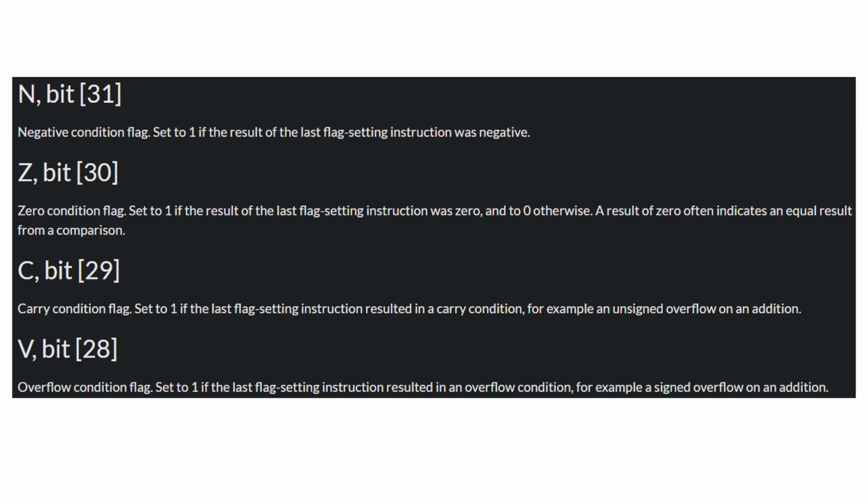Then the C bit, or carry condition flag, is set to 1 if the last flag setting instruction resulted in a carry condition. Again, we'll see this in the numericals as well. I'll show you in a while. Then the V bit is for the overflow condition, set to 1 if the last flag setting instruction resulted in an overflow condition, where one carry was there from bit number 31 and there is no place to store it. We'll see this in the form of numericals so that it's crystal clear to you.